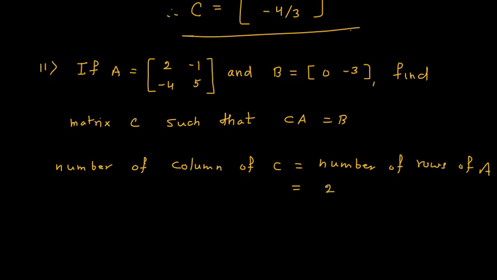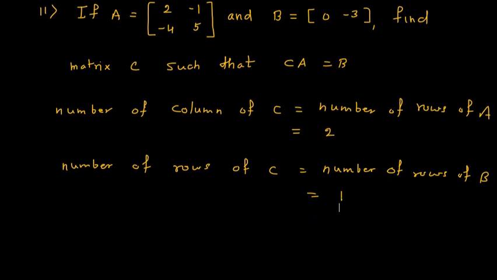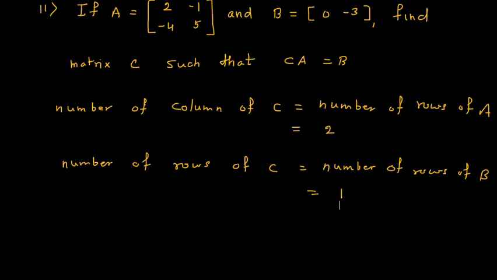Number of columns of C is equal to number of rows of A. For A how many rows we have? 2. And similarly, the number of rows of C is equal to the number of rows of B. How many rows does B have? 1 row. So number of rows of C is 1 and number of columns of C is 2. So therefore order of C is equal to 1 cross 2.